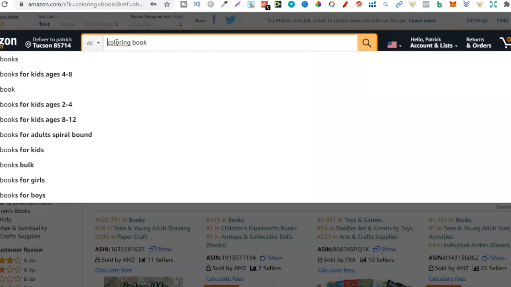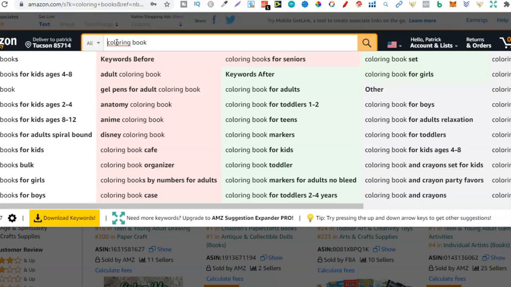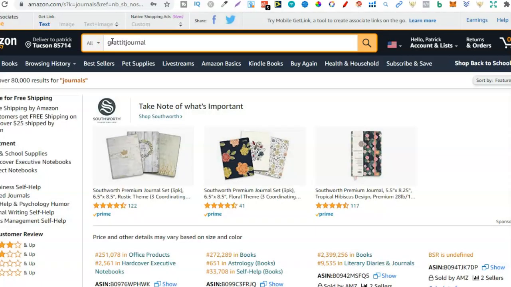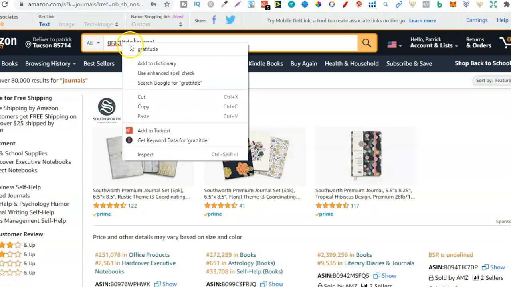So I hope you really understand the power of that, because we can do that with colouring books, activity books, and even journals. So right here off the bat, a normal journal, we can see journals for women, men, Bible, pens, not really one, but let's move on. Gratitude journal, pregnancy journal. So with a gratitude journal, let's do that. Gratitude, I think I've spelt that wrong. So let's just do this.